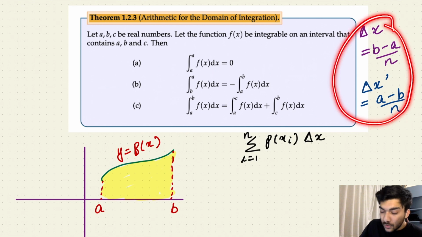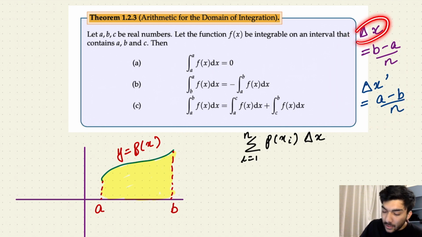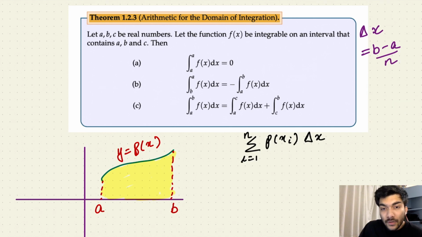And now based on both of these delta x expressions, you'll clearly notice that this delta x is the negation of this delta x over here. And that is why you have this property over here, which can also be easily proved. So now let's move on to the third property.